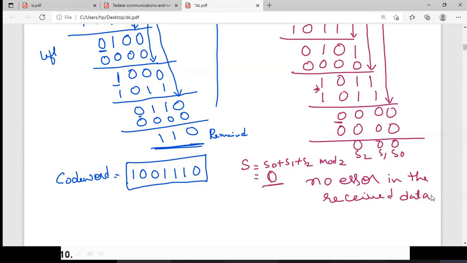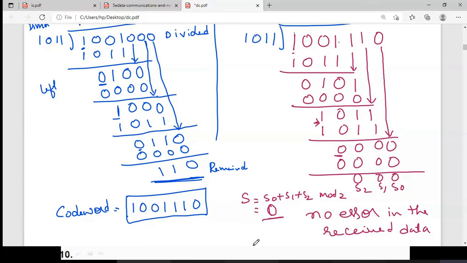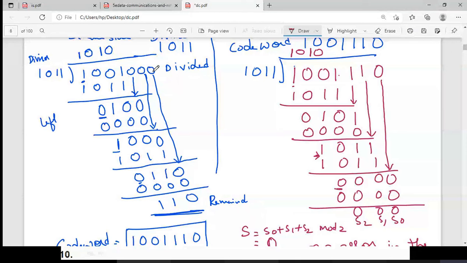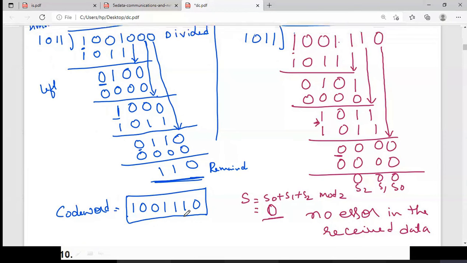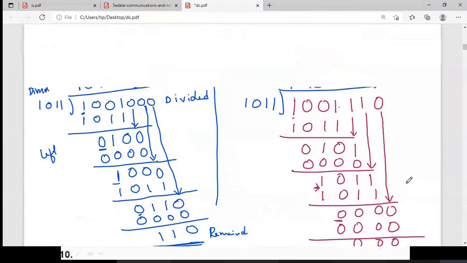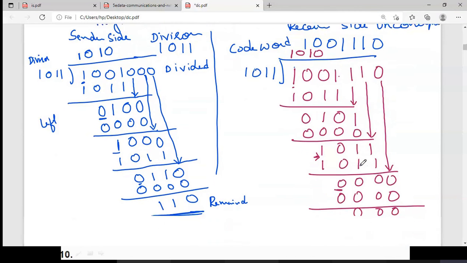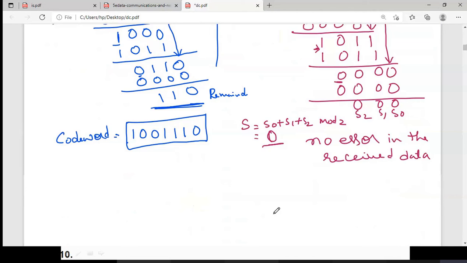Will you agree? Yes, ma'am. Everybody understood? In the exam, if they ask, they will give the data plus divisor. So augmenting, calculating the remainder and forming the code word, that is your duty. At the same time, check at the receiver side also. If they tell you, take the same code word you have received and do the division. If you are getting syndrome 0, it indicates no error.